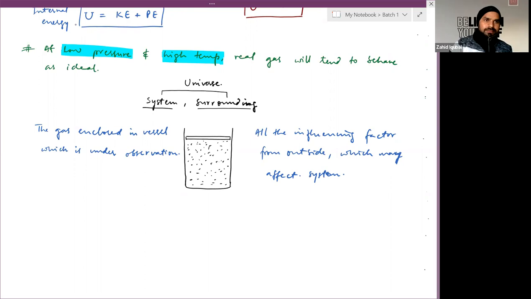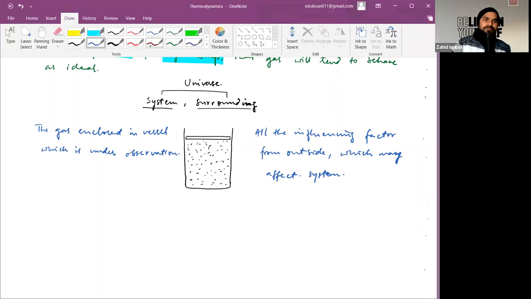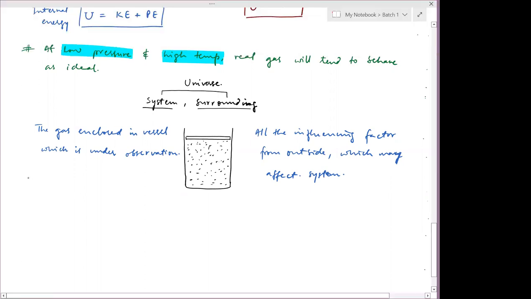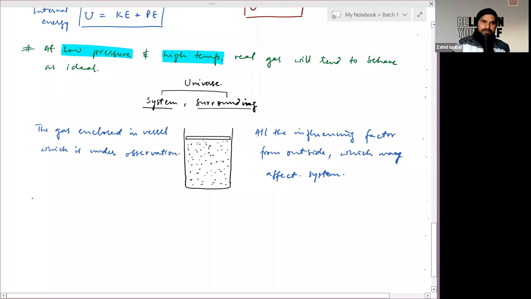Hamza, any doubt? No, sir. So on the basis of interaction between system and surrounding, we may divide this system into three different types. First is called open system. Second is called closed. And third is isolated.